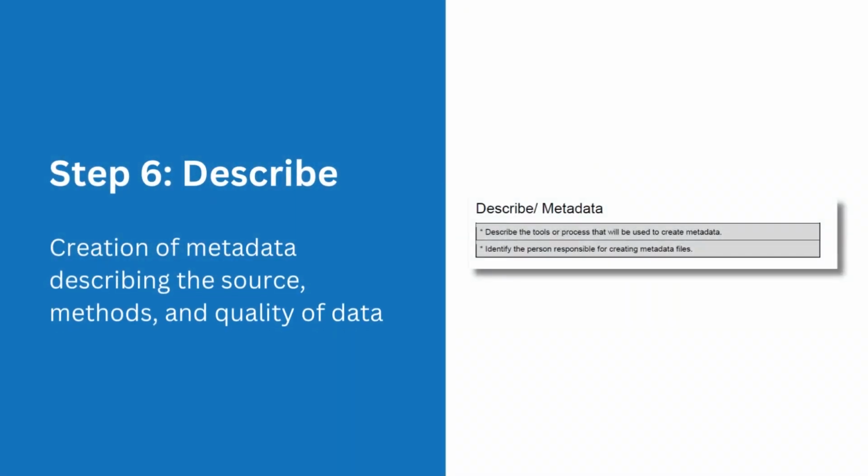Step 6. Describe. Creation of metadata describing the source, methods, and quality of data. Image of a section from the USGS Data Management Plan checklist. The title is Describe/Metadata, and there are 2 items in a table below it. Both rows of the table have a gray background color. The first row states describe the tools or process that will be used to create metadata. The second row states identify the person responsible for creating metadata files.